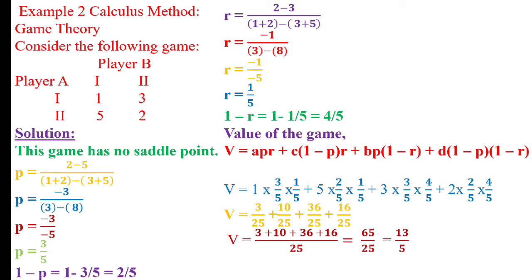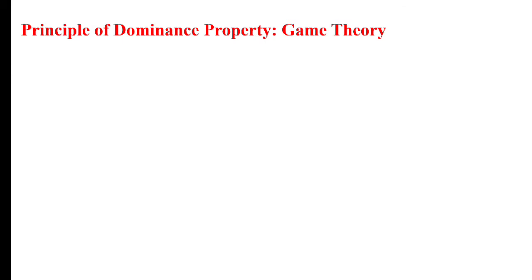Algebraic method we can say in another format. Value of the game is 13 by 5. Now, the principles of dominance property we need to follow. This is very important. Any kind of problem we will bring into 2 by 2 order of the matrix. Then we can solve by the calculus method. If any order is given, we need to bring it into 2 by 2 order. That is where the principle of dominance method will be applicable.